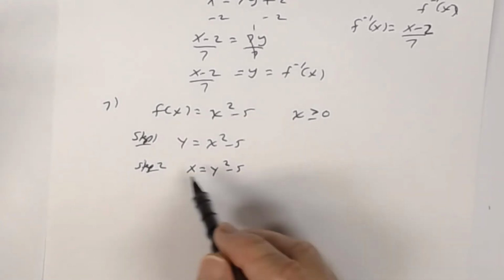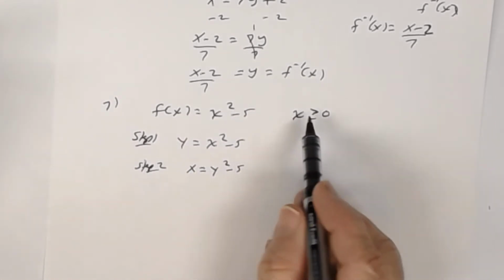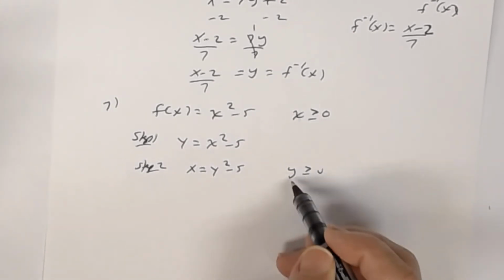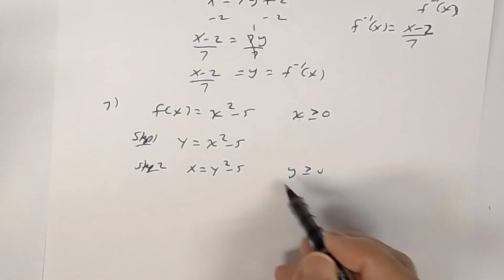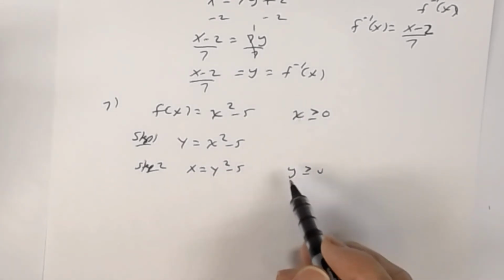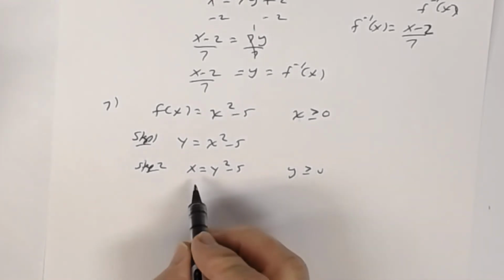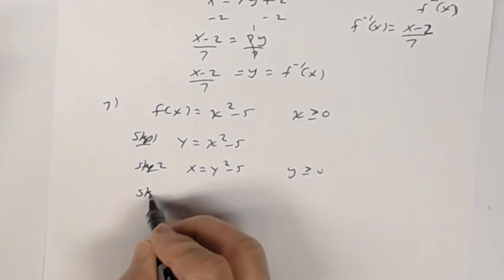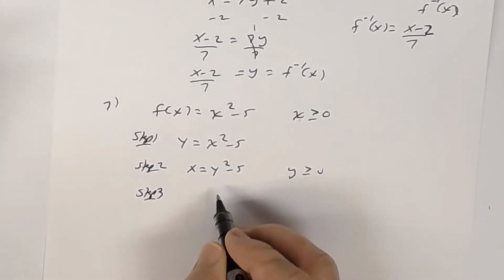Now at that point, since I switched the coordinates, we also have y is greater than or equal to 0. So x becomes y. All right, so that's your range right here. This is your domain. This is your range, okay, at this point. All right, now step 3 is to solve for y. So I'm going to add 5 to both sides.